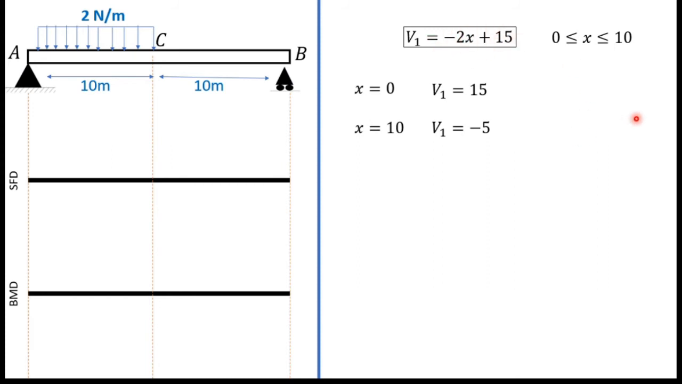So now I can draw the shear force diagram. You can see here, this is the starting point, it's 15, and the ending point is minus 5. So this is the shear force diagram, and the units are Newtons, right? This is Newton per meter, so that means these units are Newtons.